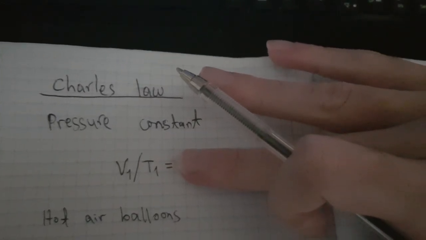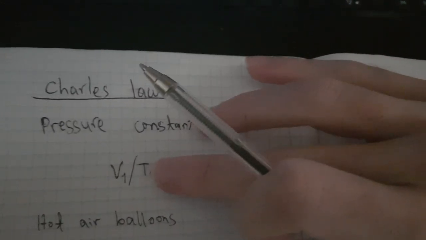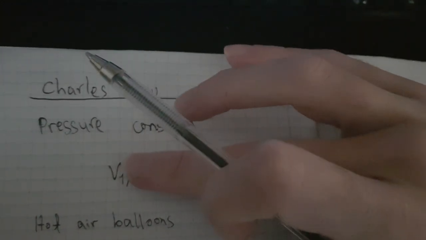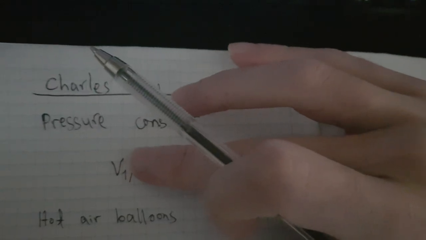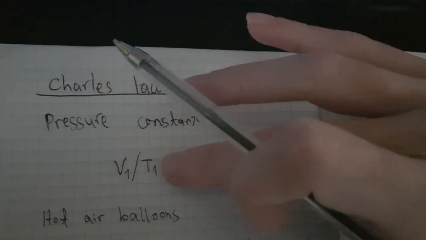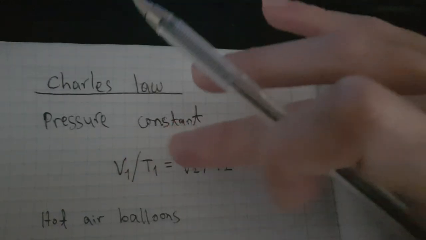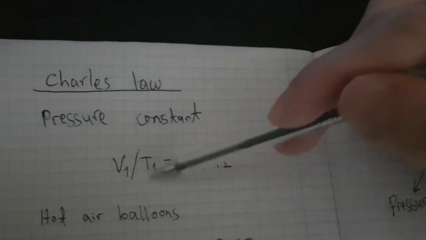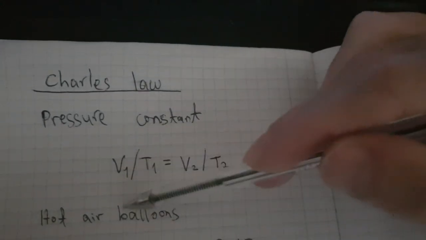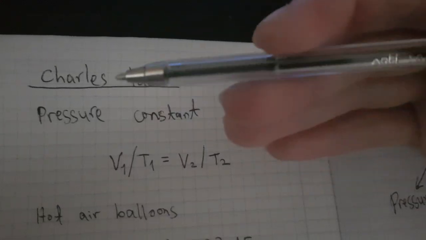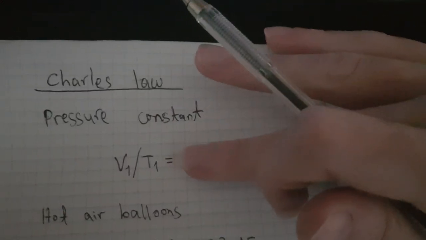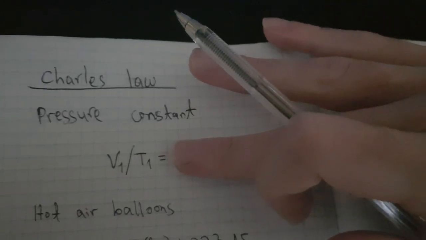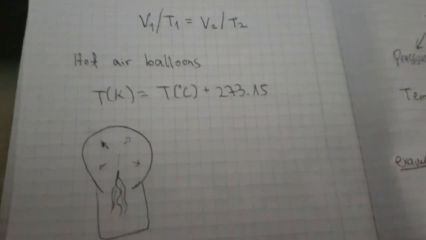It's a constant value. So, for example, when you increase the temperature, in order for this value to be constant, you also need to increase the volume. And if you increase the volume, in order for V divided by T to be constant, you also need to increase the temperature. So if you increase one, you increase the second. If you decrease one, you need to decrease the second in order for this V divided by T to remain constant.